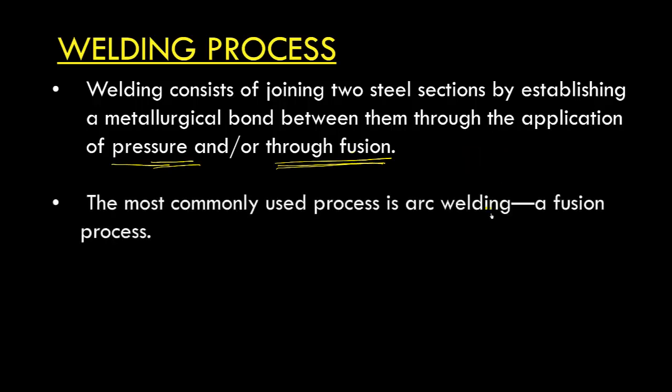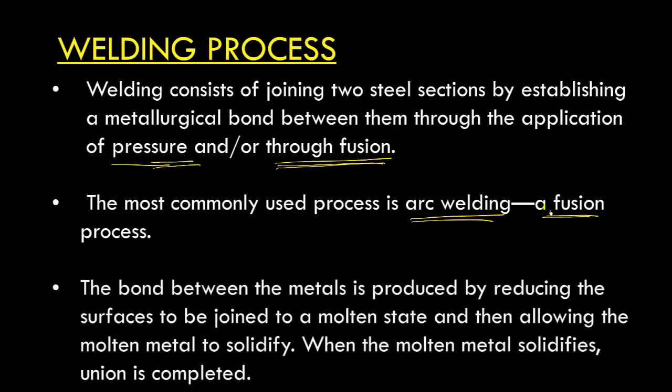The most commonly used process for fusion is arc welding. So this is also a fusion process. When we do arc welding, we can join two steel components using welding. So what is this welding bond through fusion? The bond between metals is produced by reducing the surfaces to be joined to a molten state.